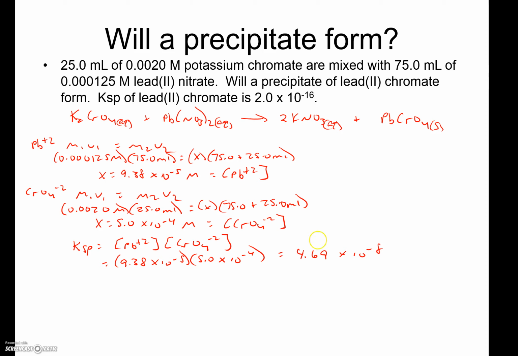Now what we want to do is compare this value with this value. This is the maximum product of lead ions and chromate ions that can remain in solution. Anything higher than that is going to start to form a precipitate. So if we look at the value that we just calculated, 4.69 times 10 to the minus 8 is greater than 2.0 times 10 to the minus 16. So yes, we're going to form a precipitate.